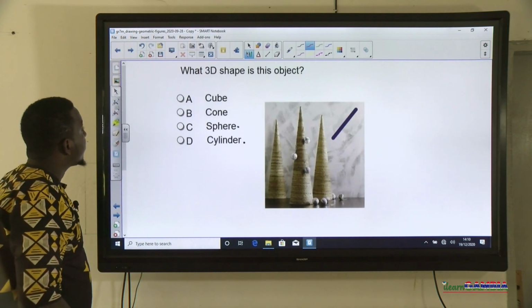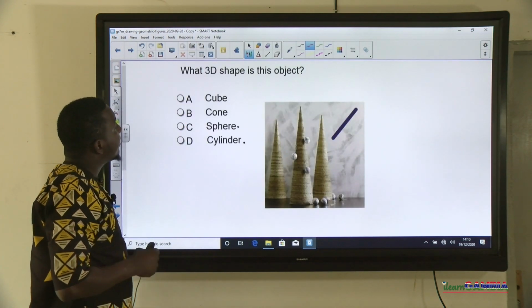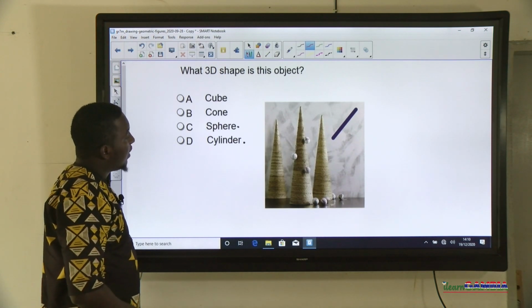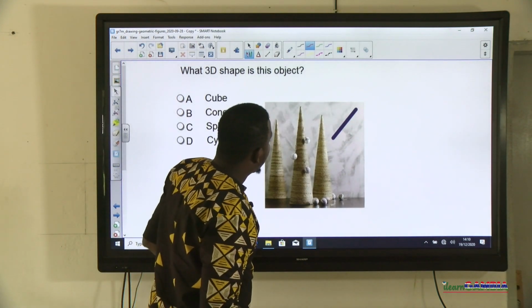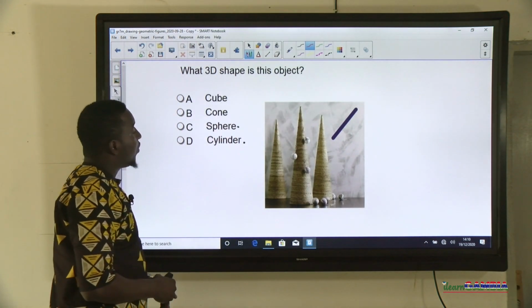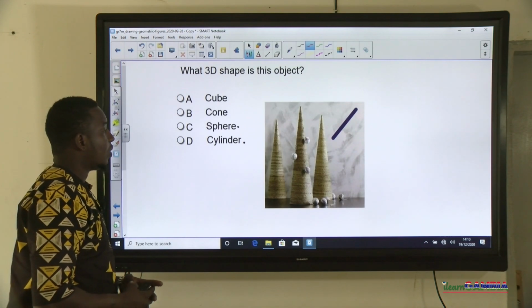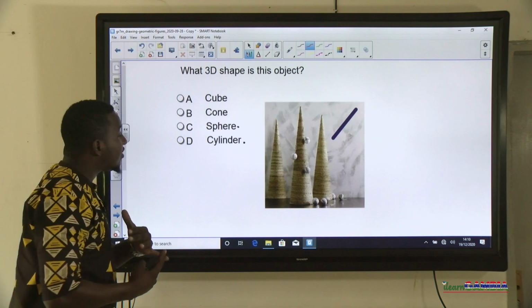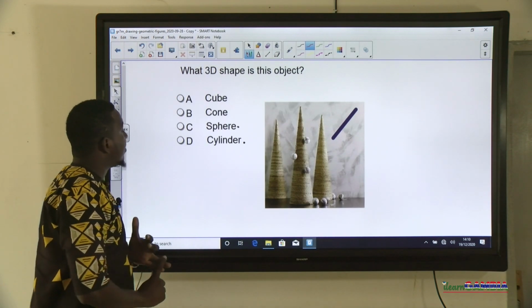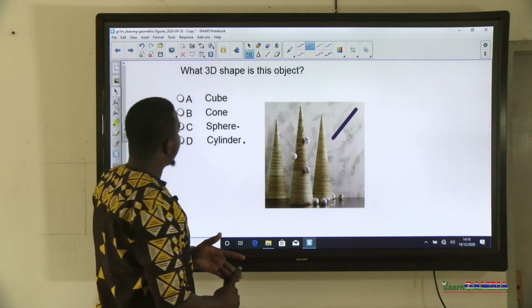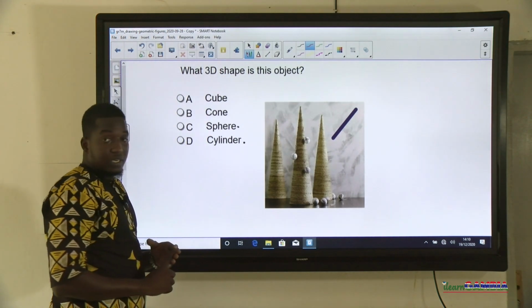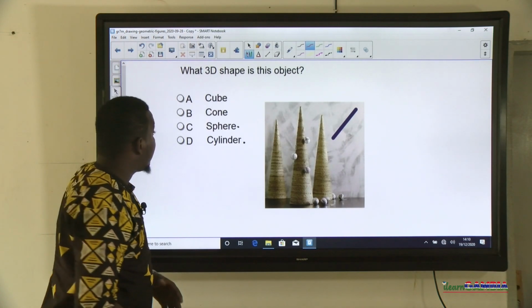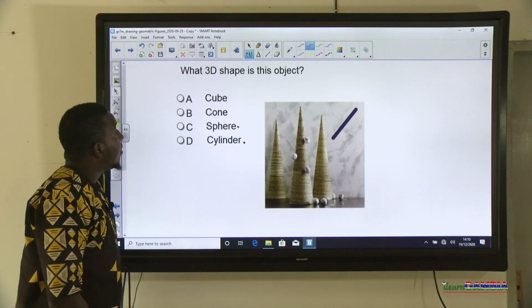Then we look at the other question. It says, what 3D shape is this object? The object that we have is in the picture. We want to examine to see what object it is. The options that are given to us are: option A says it is a cube, option B says it is a cone, option C says it is a sphere, and option D says it is a cylinder. So we are going to examine the objects one after the other to determine what kind of object it is.